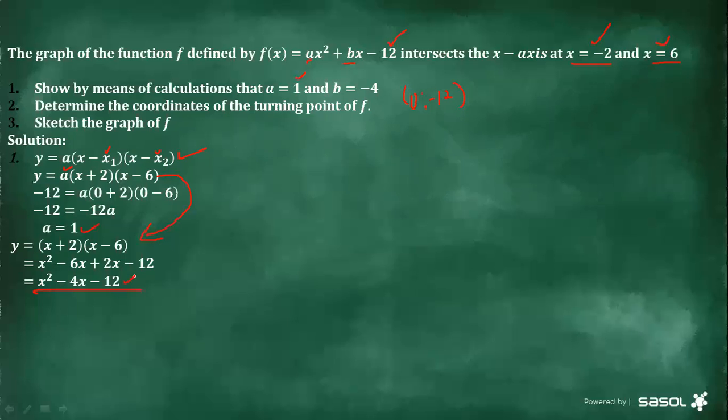Now you can see the negative 12 that we have as a last term is there. And then the coefficient of x, which is b, you can see that b is equal to negative 4, and a is 1. So we have determined the value of a, which is equal to 1. We have also determined the value of b, which is negative 4.